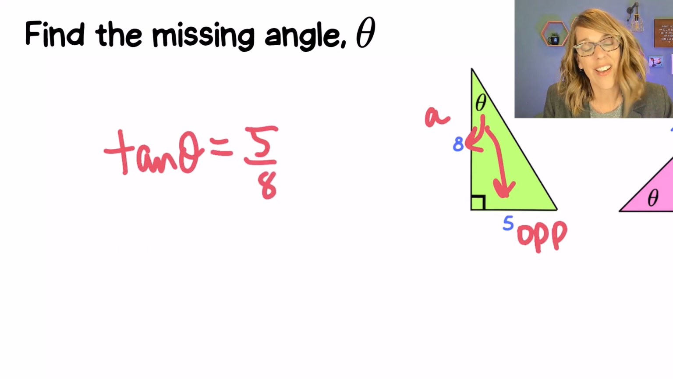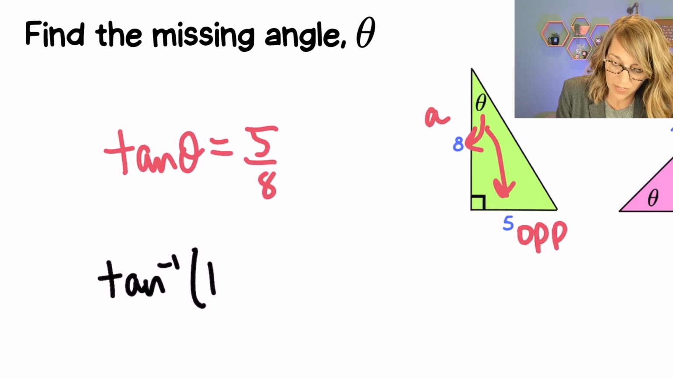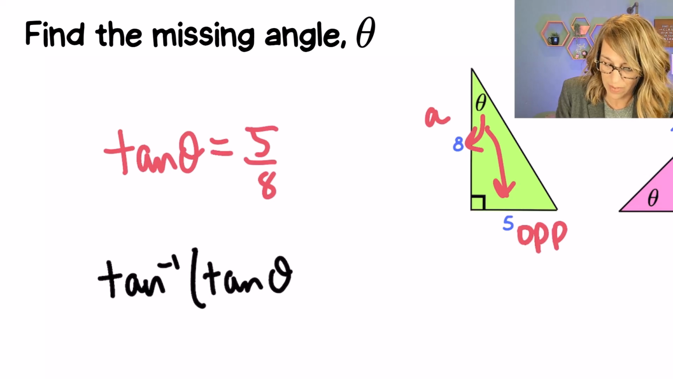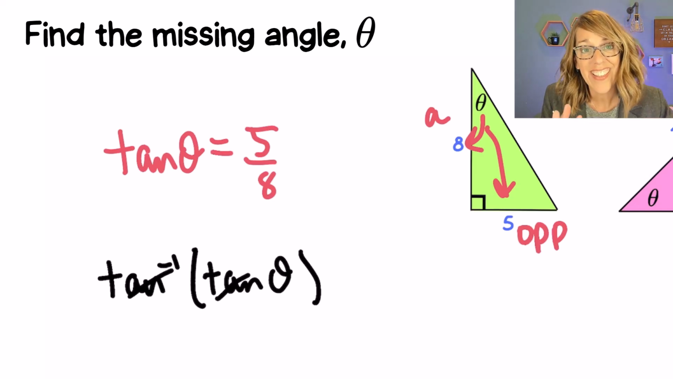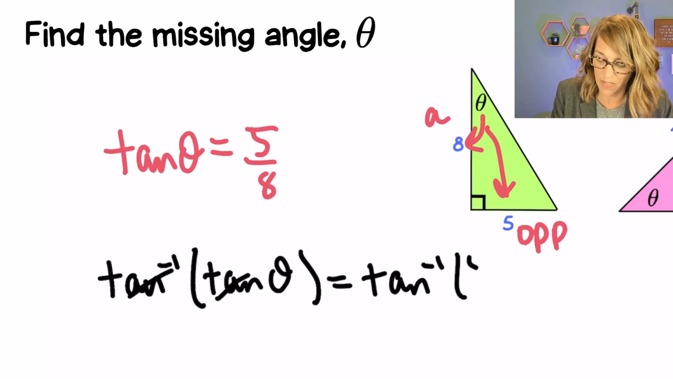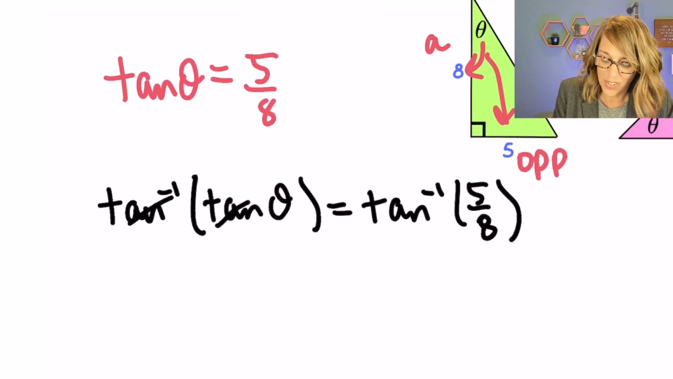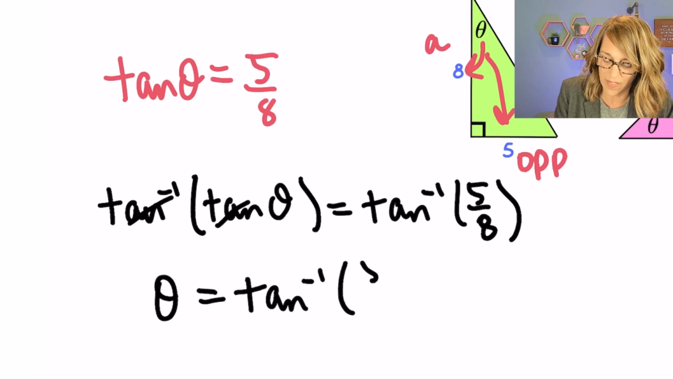Now I want to get theta all by itself, so I need to apply its inverse function, which is tan inverse. Here's what it looks like. I'm going to write a little bit smaller. So tan inverse of the tangent of theta. In this case, I can cross off the tangent and the tan theta. They undo one another. I'm left with just theta is equal to tan inverse of 5/8.